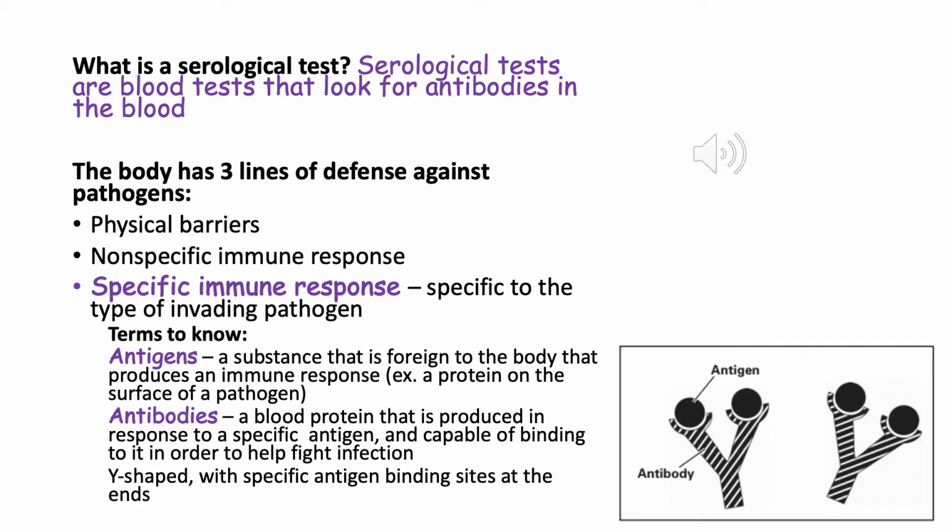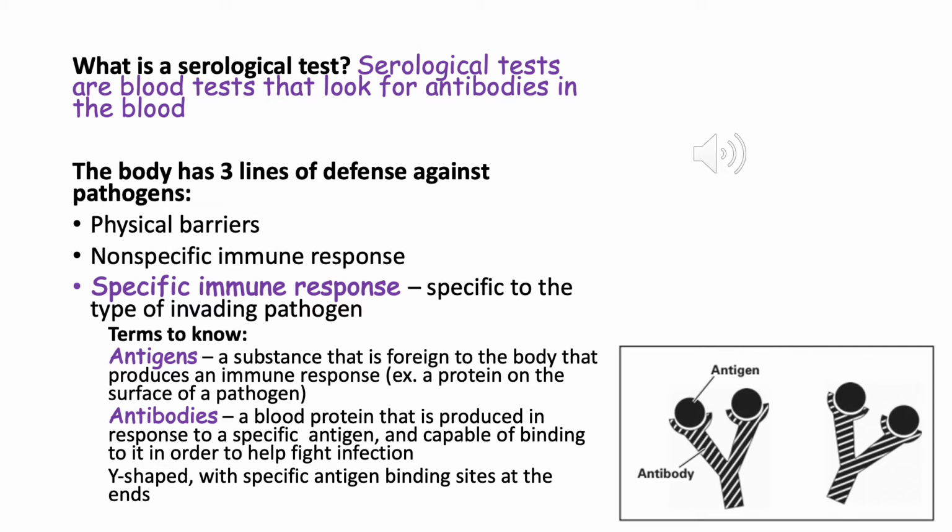So what are serological tests? They are blood tests that look for antibodies in the blood. So our body has 3 lines of defense against pathogens. The first is the physical barriers, like our skin, mucus, even earwax. Those are all physical barriers to pathogens to prevent them from getting inside our body. So that's the first line of defense.